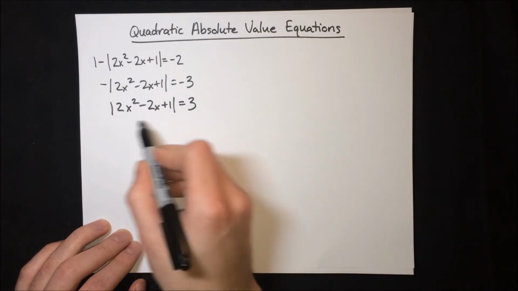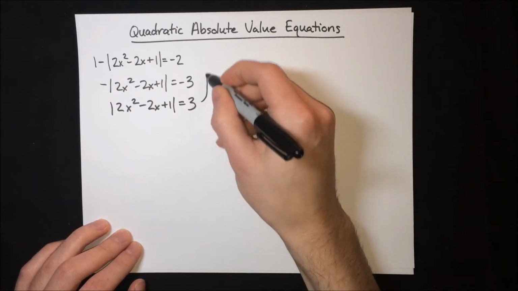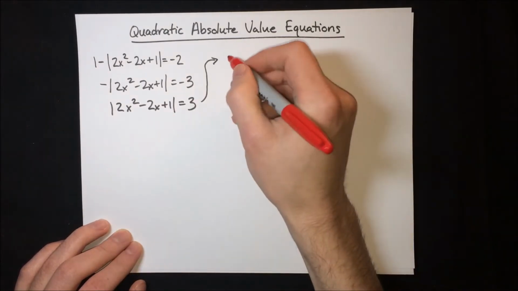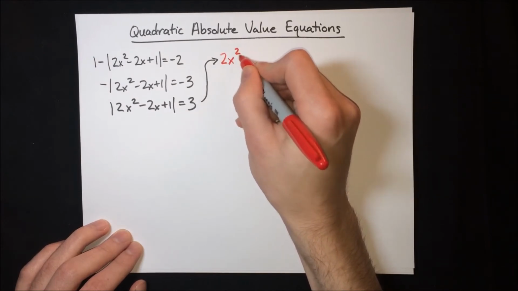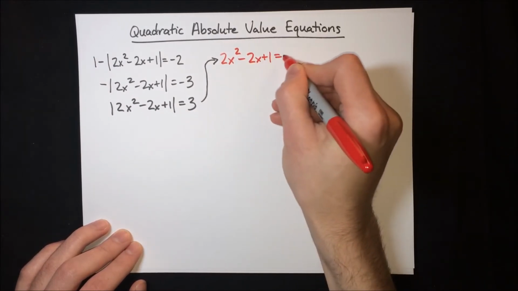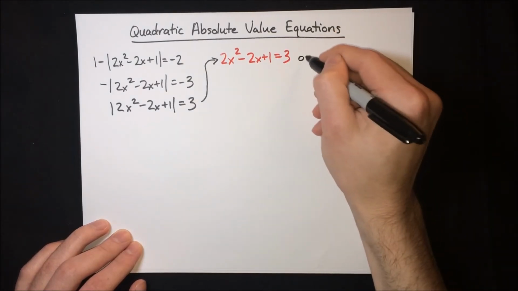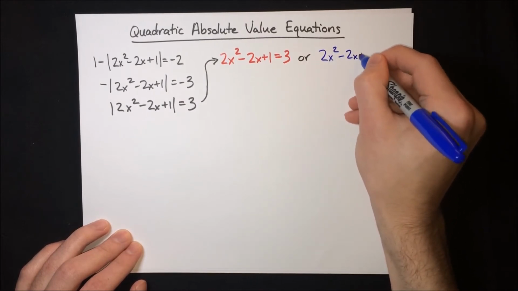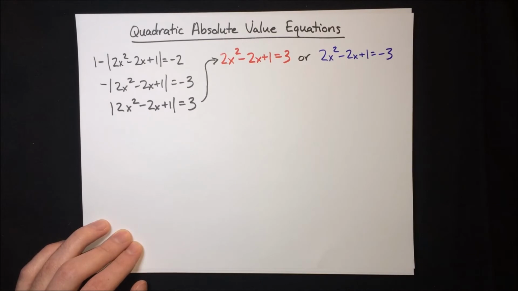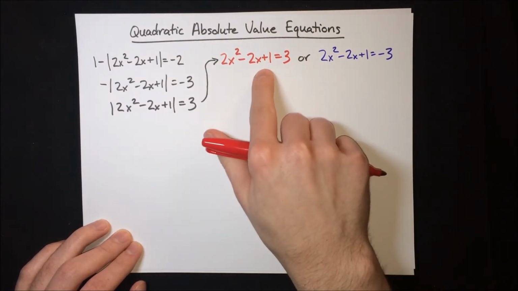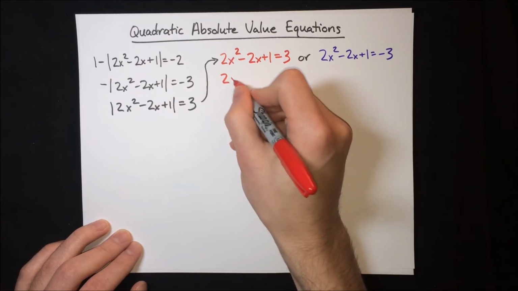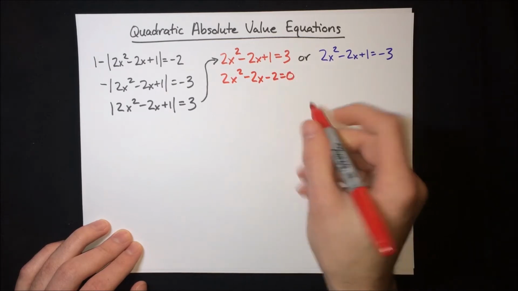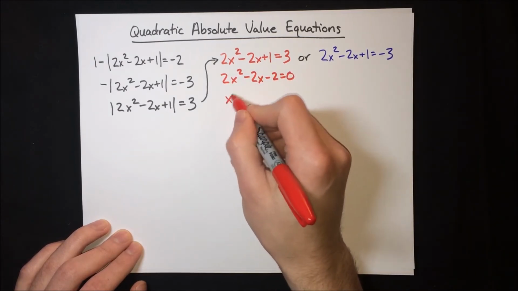Now we're at a point where we can split up the equation into two equations without the absolute value. What's inside the absolute value can either be 3 or negative 3. So we'll write an equation for each possibility. And then we'll solve each possibility independently. Starting with the first one, we're going to subtract 3 from both sides to get the quadratic equal to 0. Then we can simplify this a bit by dividing everything by 2.